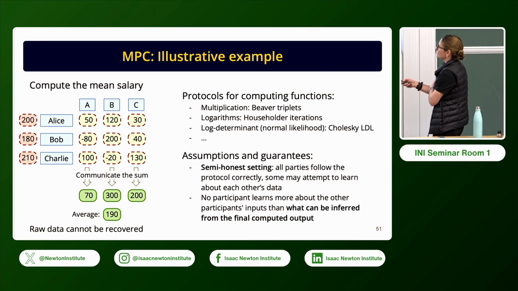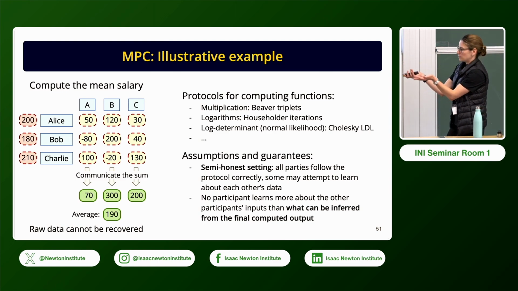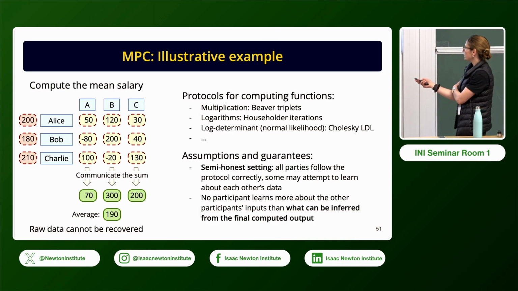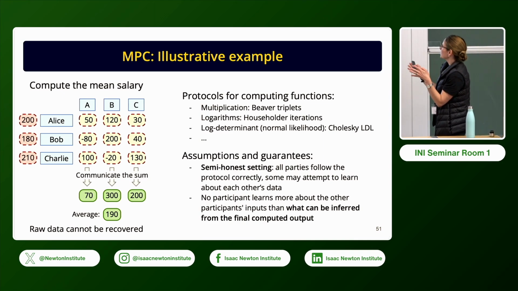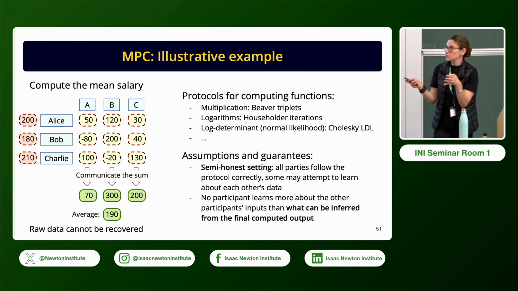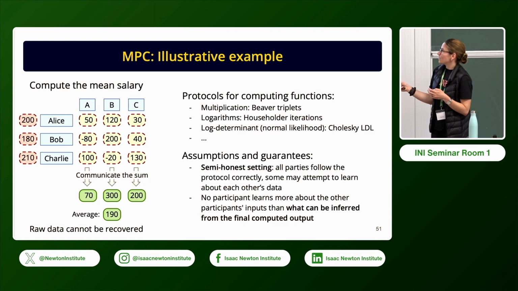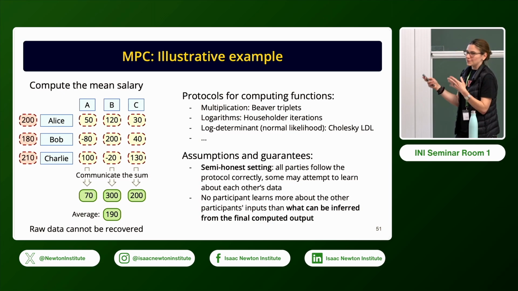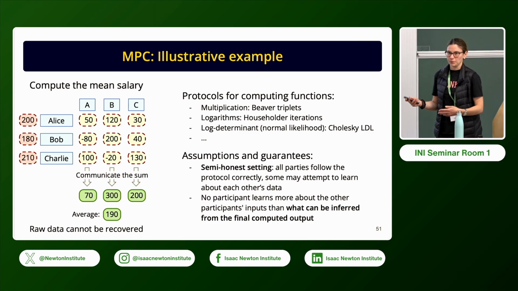There are a couple of assumptions that underlie this cryptographic security, something called the semi-honest setting. All parties follow the protocol correctly. If they lie about how they're splitting things, that's not going to work. So people have to be honest.